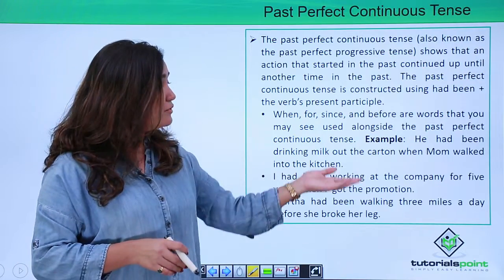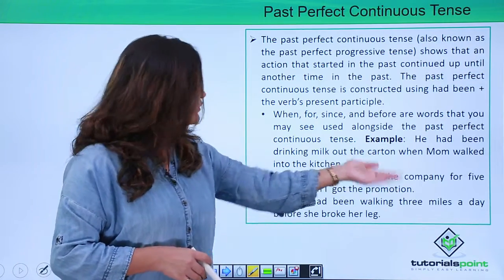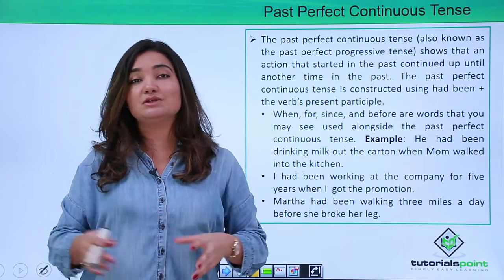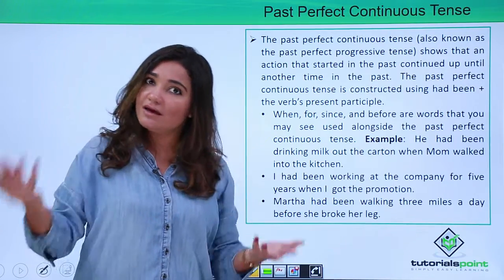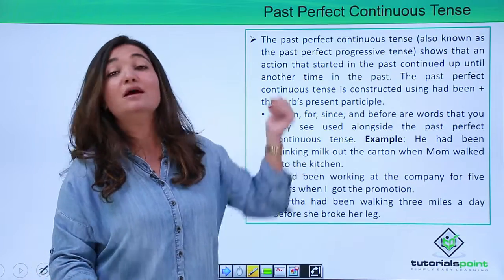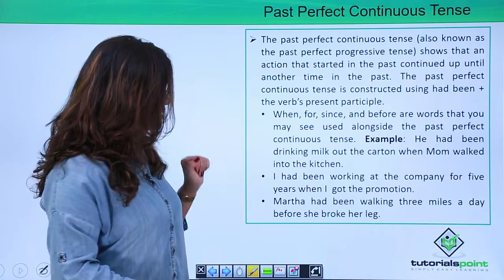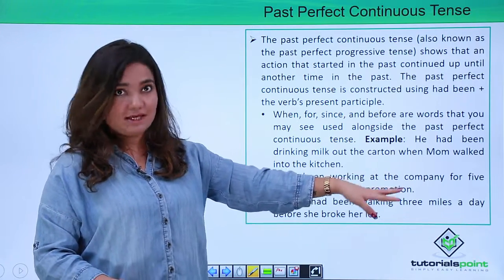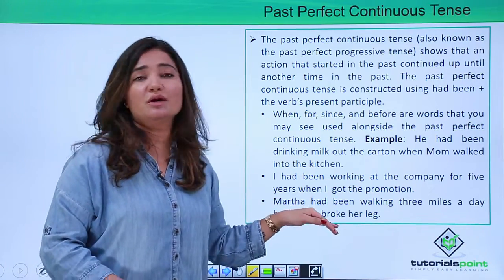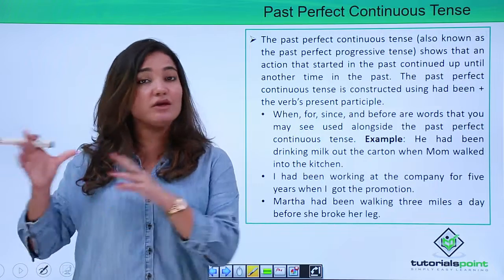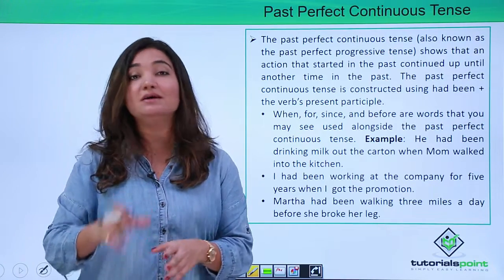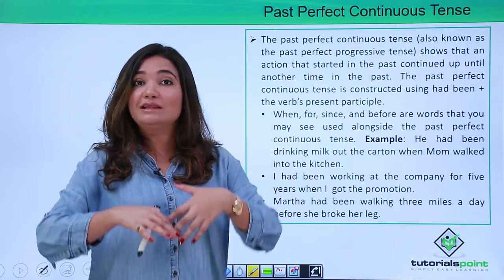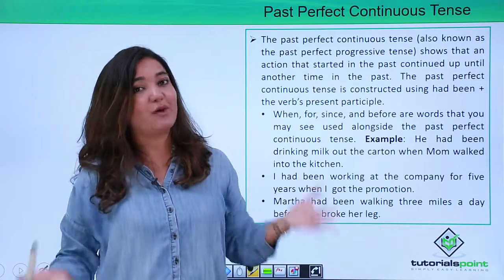I had been working at the company for 5 years when I got the promotion. So I had been working. Again you can very easily gauge that it is the past perfect continuous form of the tense. Martha had been walking 3 miles a day before she broke her leg. So again, had been walking. So you have had been plus the present participle form of the verb, right? So this is all about past tense.